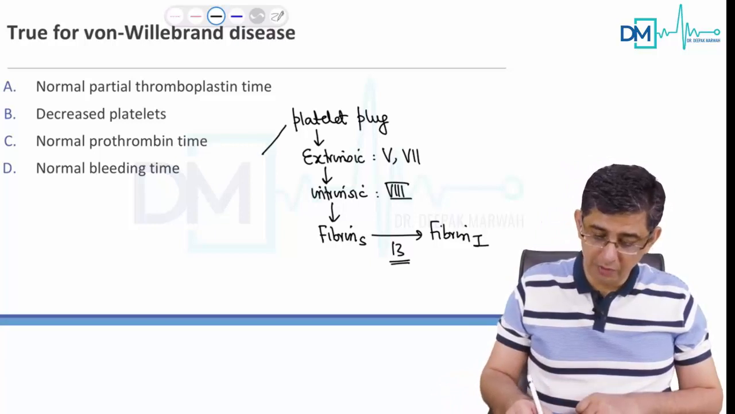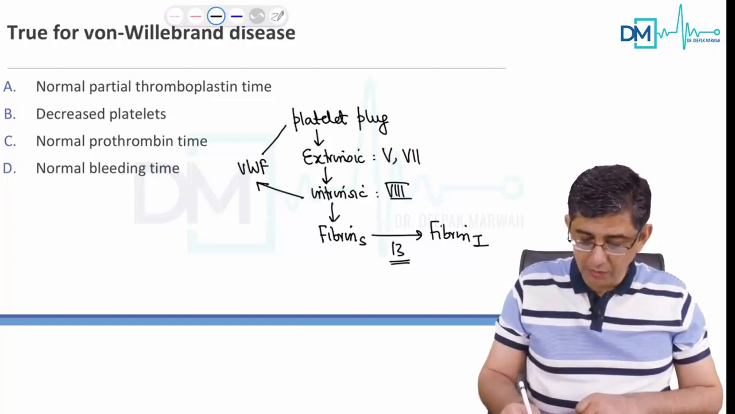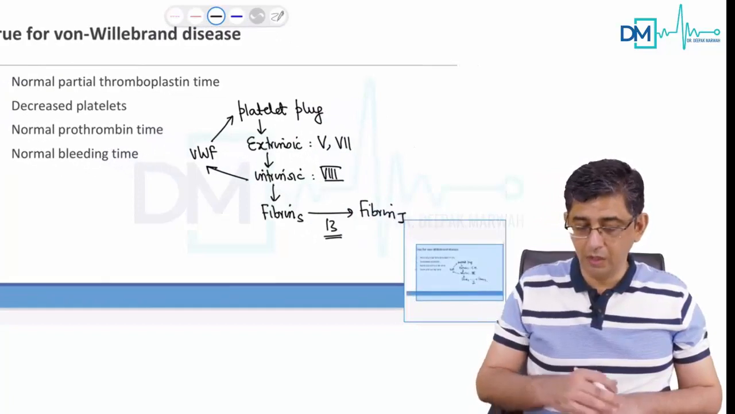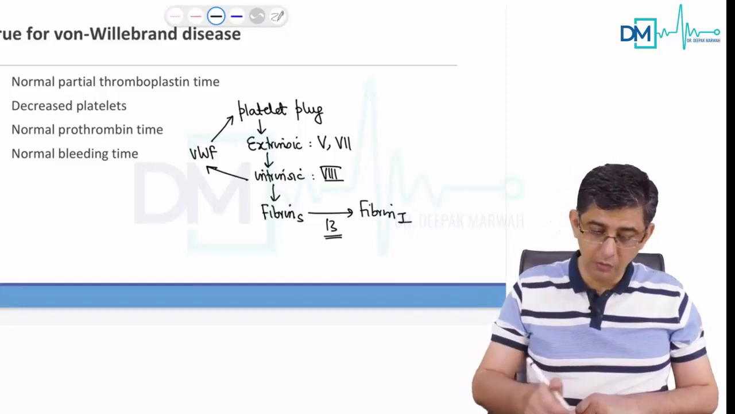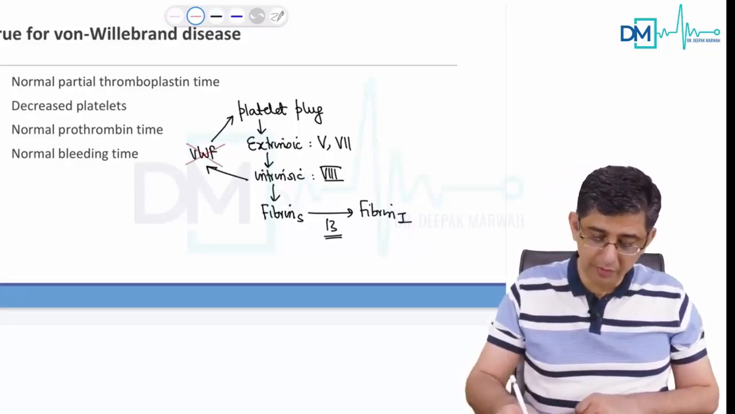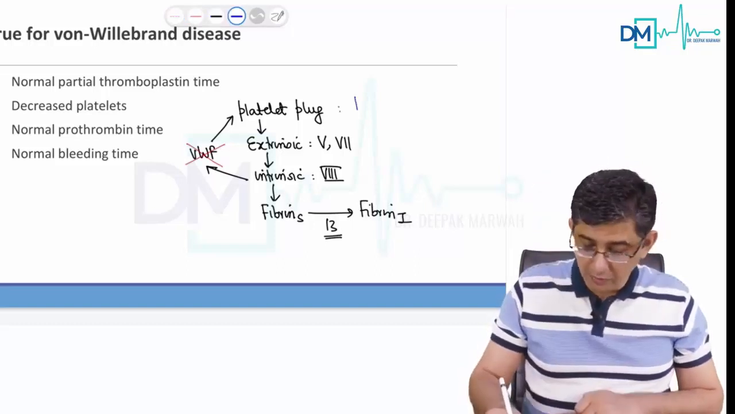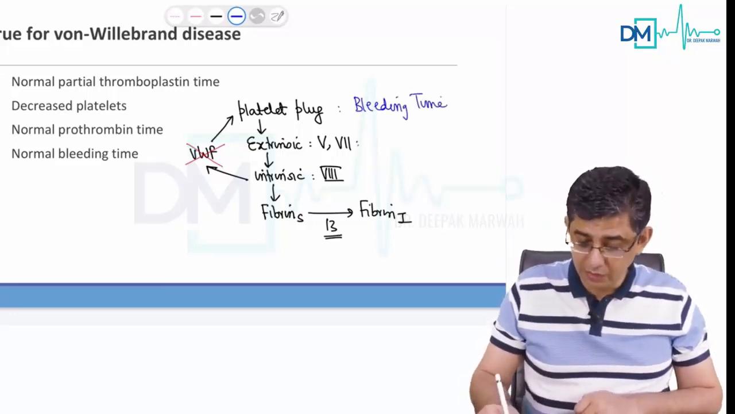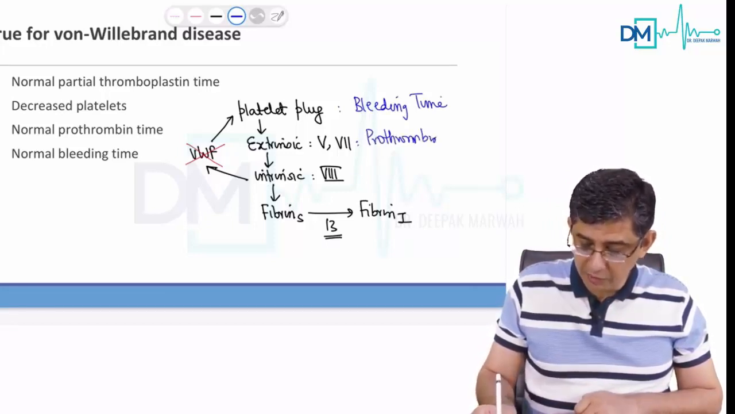What I want you to remember is that von Willebrand factor helps in interlinking two steps. That is, it helps in interlinking the platelet plug with the intrinsic system of clotting. And if von Willebrand factor is missing from the body of the patient, then in those circumstances, if I put a cross here, the platelet step will not function properly, and the intrinsic step will not function properly. Whether the platelet plug is working properly or not is tested with the help of what is called bleeding time. Whether the extrinsic system is working properly or not is tested with the help of what is called prothrombin time.